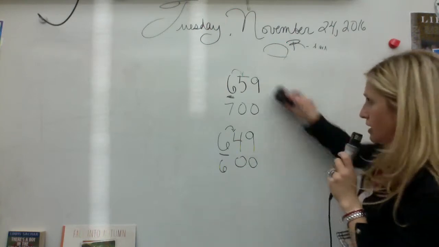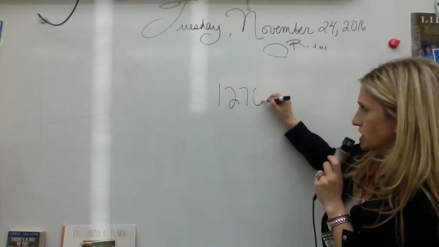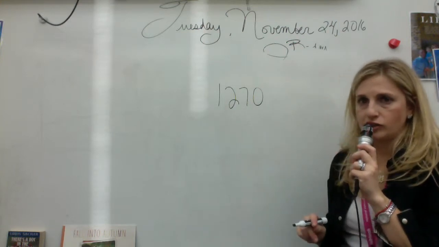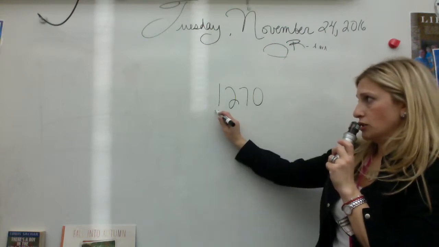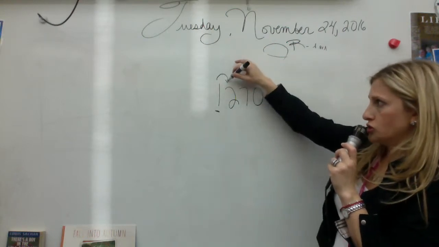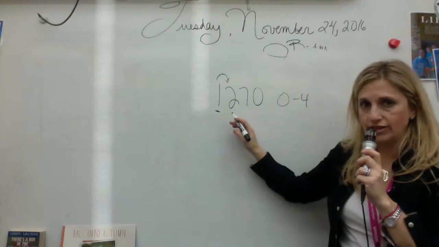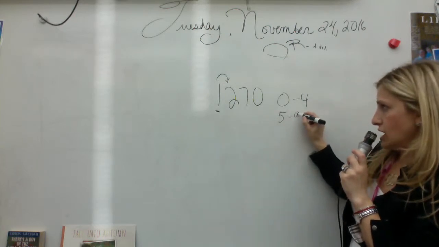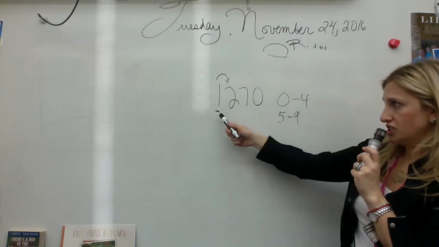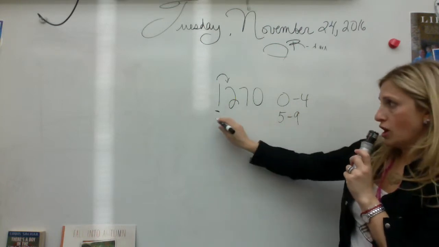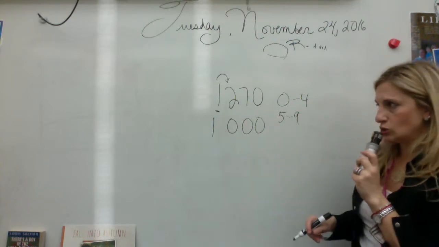Let's pretend the number is 1,270. Now I have to round to the highest place value, and the highest place value would be the thousands. So again, I underline the digit in the thousands. I look to the right. If it's between 0 and 4, the 1 would remain the same. If it's between 5 and 9, this number in the hundreds would make the thousands round up. So since 2 would fall in the 0 to 4, the 1 remains the same, and I fill in the rest of the digits with zeros.